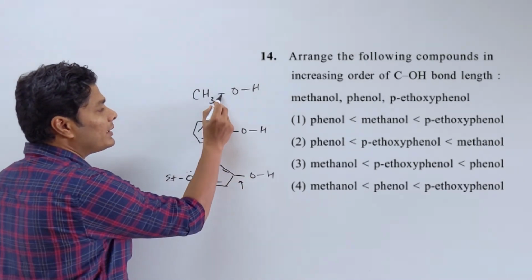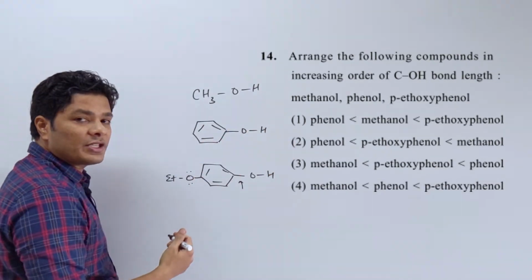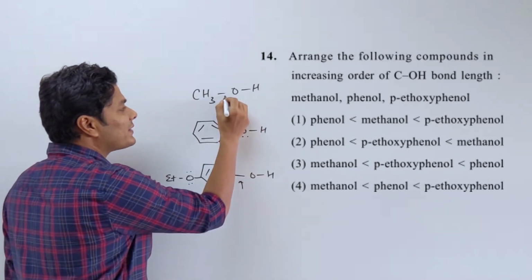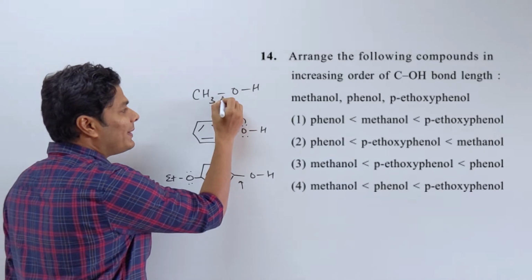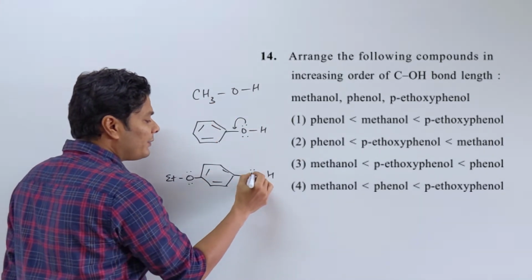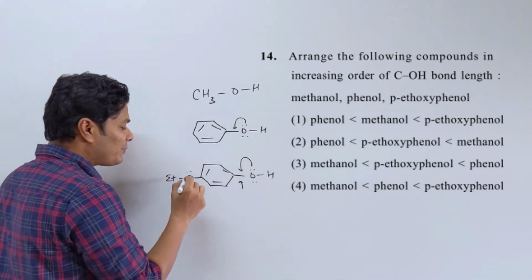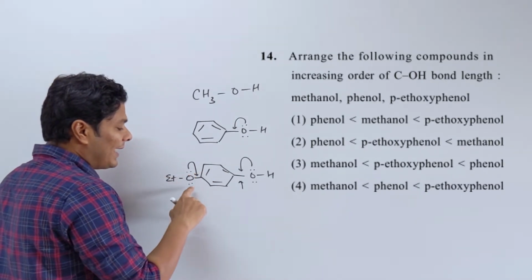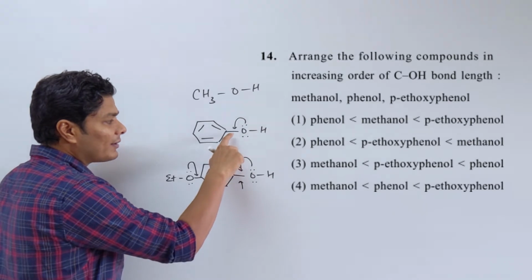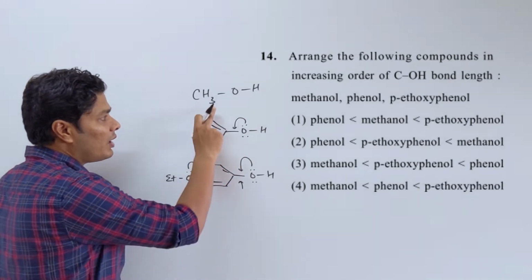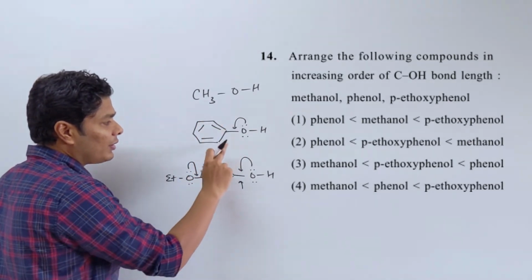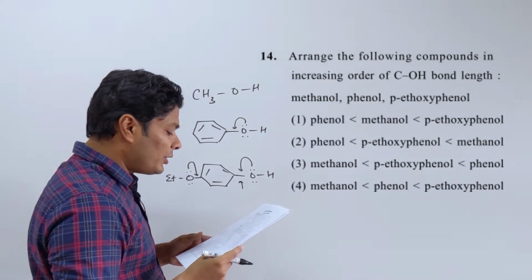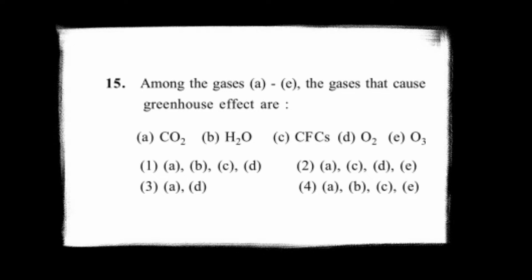Now this bond is longer if it's a single bond, shorter if it's a multiple bond. Now we know that phenol has partial double bond character, whereas this is a single bond. So this is going to be longer. So methanol is longer. Here, this doesn't happen that much because the lone pair also gets delocalized into the ring. So ethoxyphenol has less double bond character than phenol. So the bond length is going to be methanol greater than ethoxyphenol greater than phenol. We have option beta.